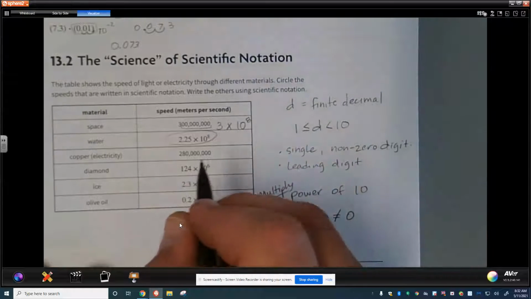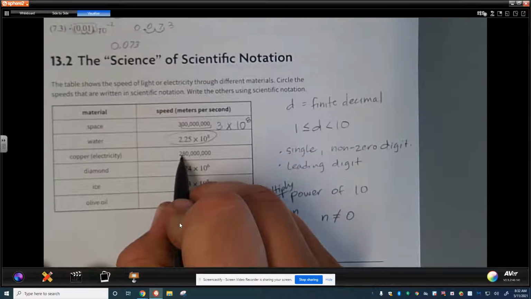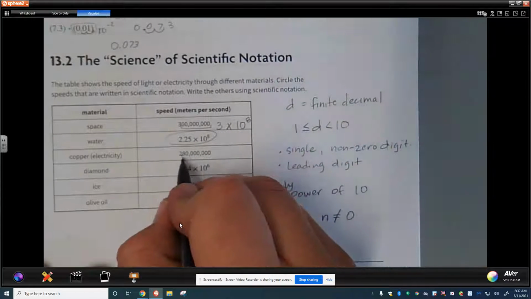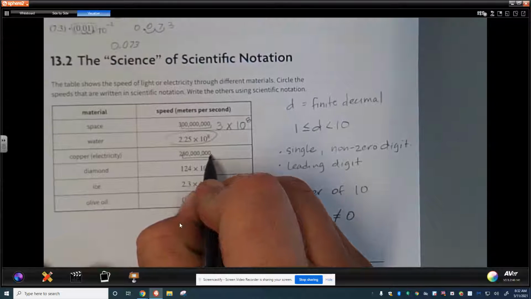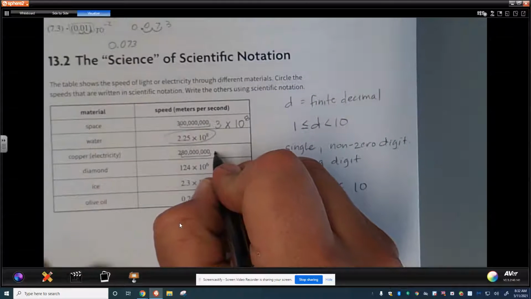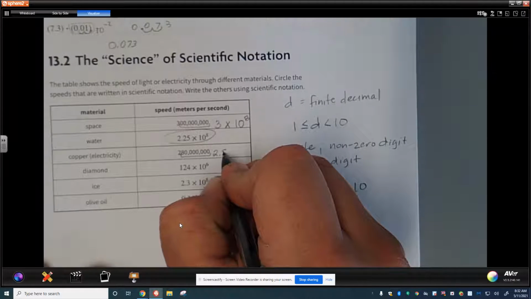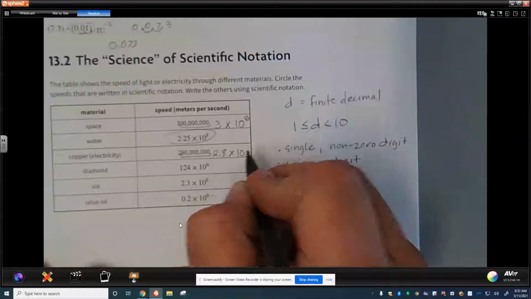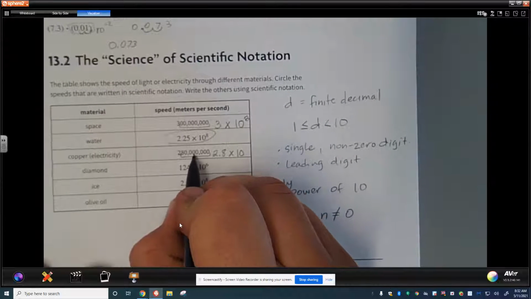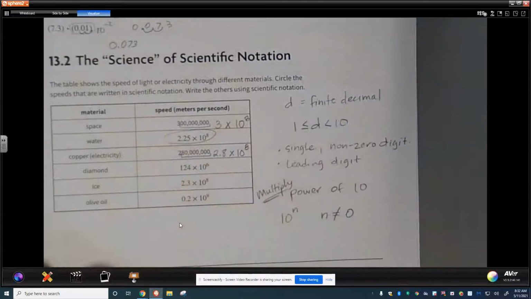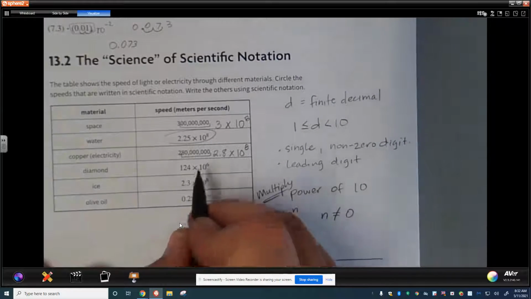Copper is not written in scientific notation. This is what we call standard notation. Find the finite decimal by placing the decimal point after the first non-zero number. And then these values that come after will be your place values that are counted as the power of 10. So we know our finite decimal is 2 and 8 tenths. Our leading digit is 2. We multiply by a power of 10, and we count the digits that are given. We see 3, 6, 7, 8 of them. So we have 2 and 8 tenths times 10 to the 8th power.